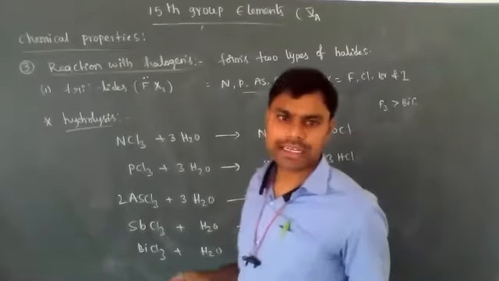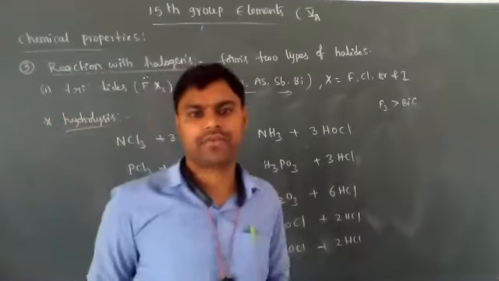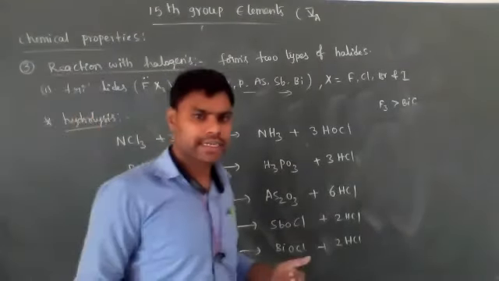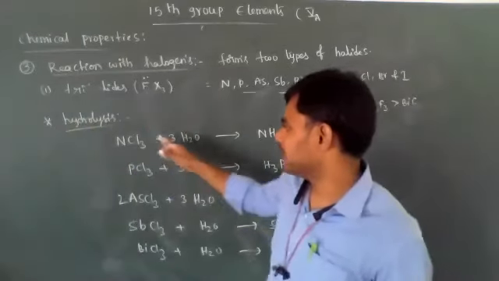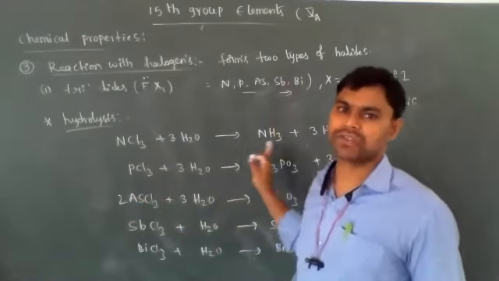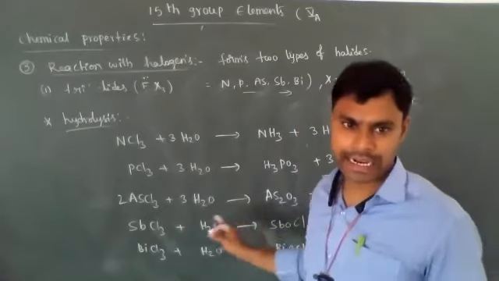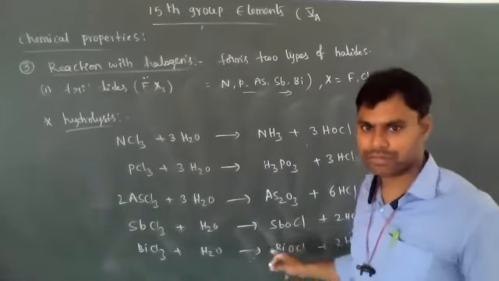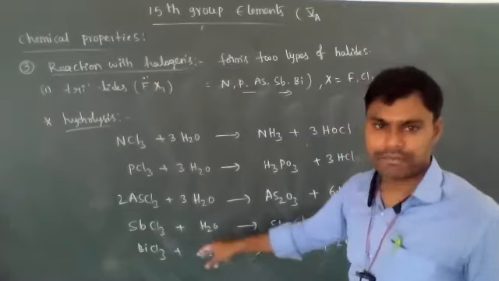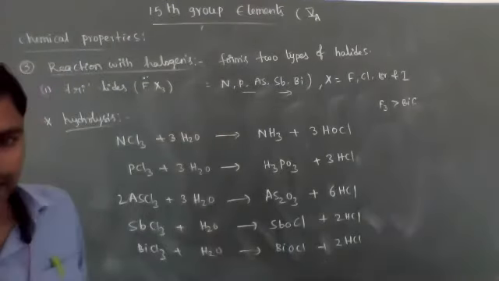And among the halides, fluorides can be easily hydrolyzed when compared to chlorides, then bromides, and then iodides. So I am taking examples of chlorides. Nitrogen and phosphorus can be easily hydrolyzed to give the corresponding compounds. Arsenic forms arsenic oxide, and antimony and bismuth form antimony oxychloride and bismuth oxychloride, because their hydrolyzed nature is very less. So this is about trihalides.